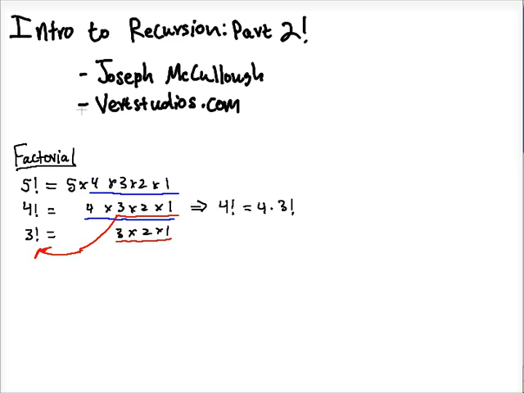If we look up, 5 factorial equals 5 times 4 times 3 times 2 times 1. And we've defined 4 times 3 times 2 times 1 as 4 factorial, so we can just plug that right in there. Those are the same thing. So because of that, we know 5 factorial equals 5 times 4 factorial.